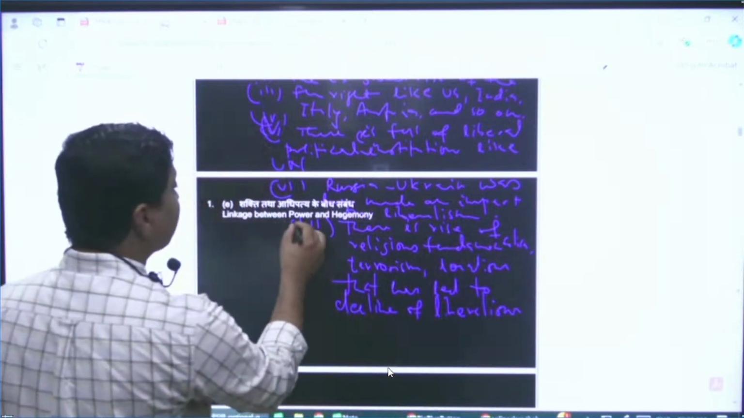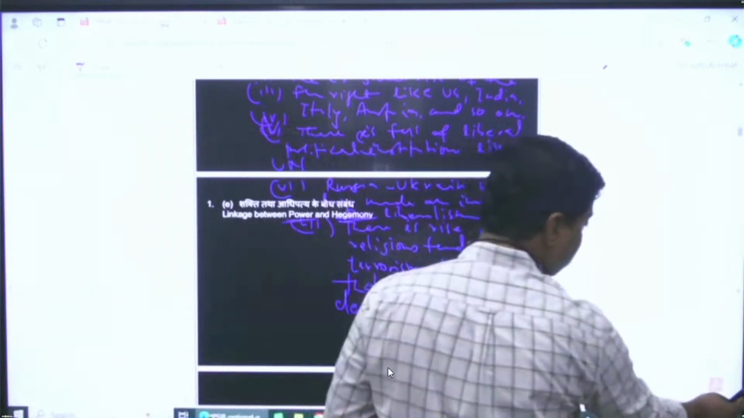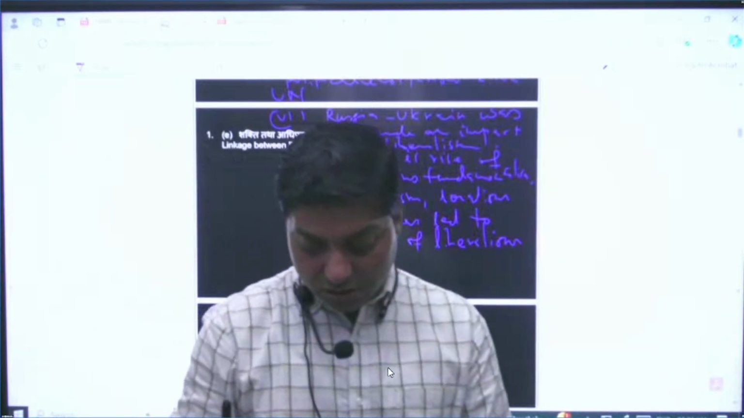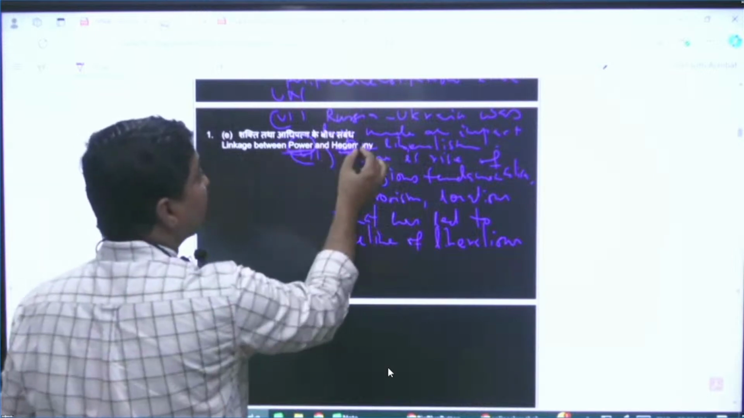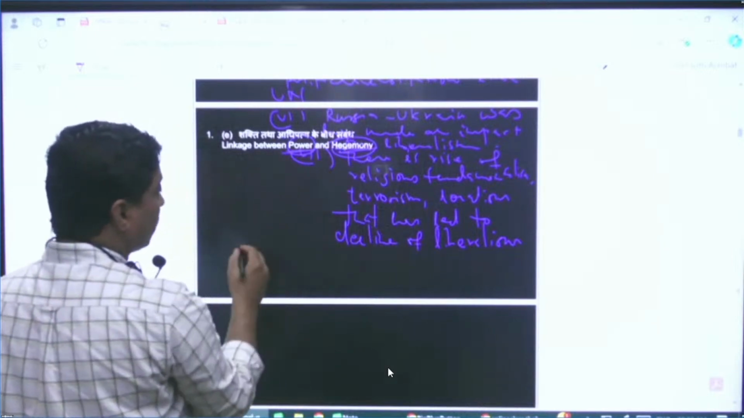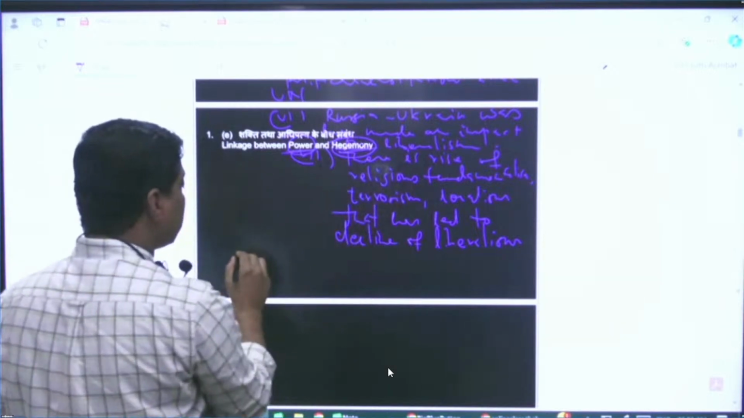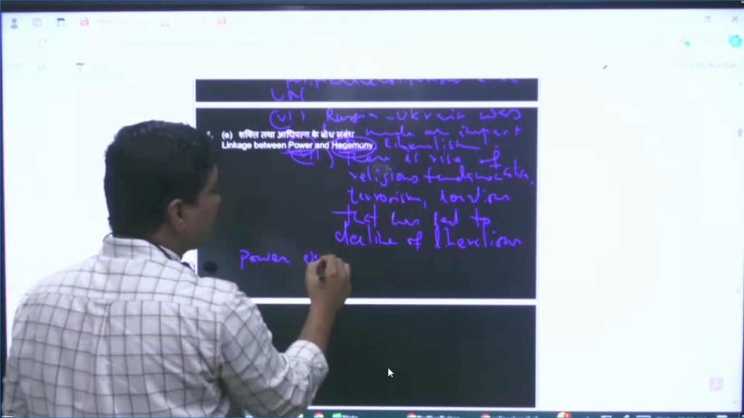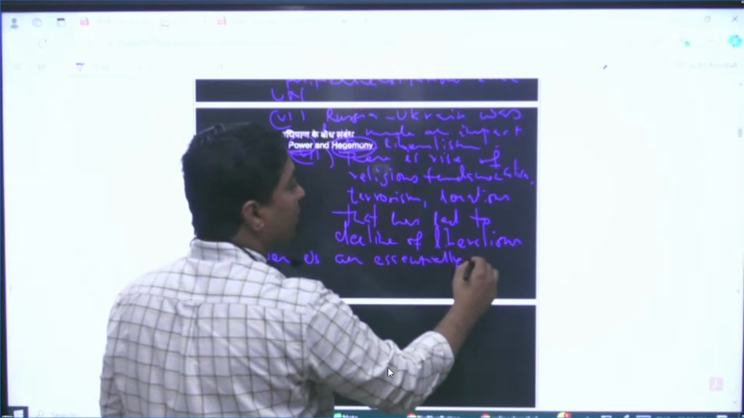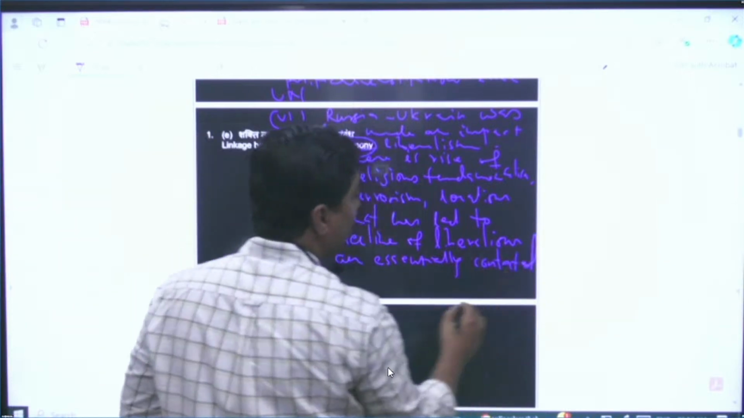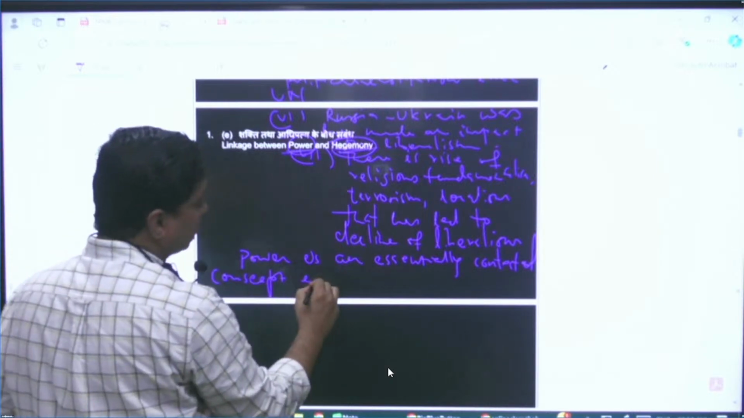Now come to the linkages between power and hegemony. In this question, one has to write about first power and then hegemony. So first start with power. Power is an essentially contested concept in political theory.